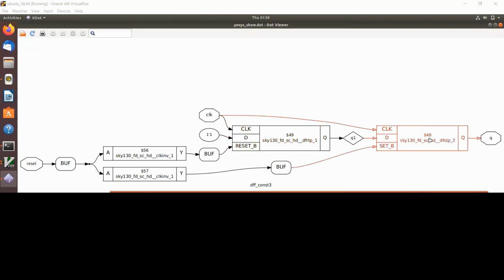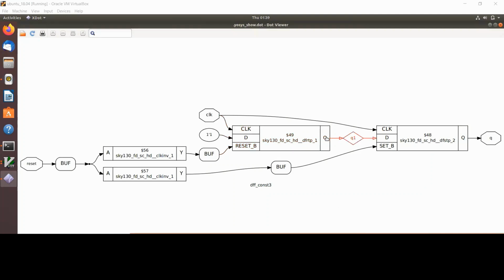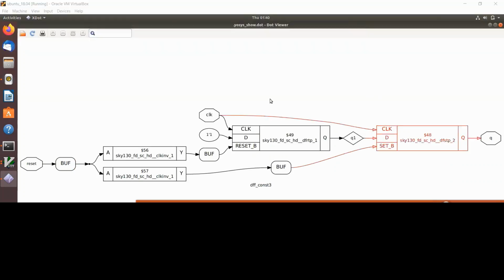The output of the first flop is connected as the D pin to the second flop. So the Q pin of the first flop is connected to the D pin of the second flop, and we can see the same clock signal is connected. And here this is a reset bar and this is a set bar. That means the set is an active low signal and reset is an active low signal, but we have used active high reset and active high set, so there's an inverter in the path. This is what we simulated, and this is what we are seeing in the synthesis as well.